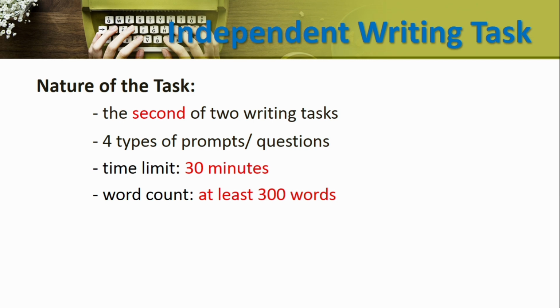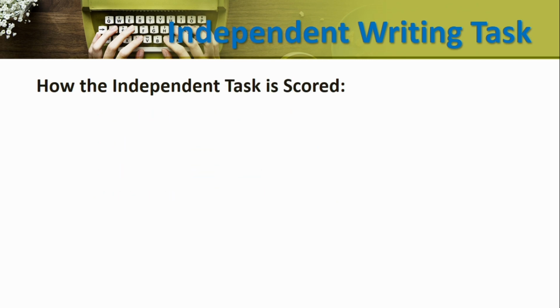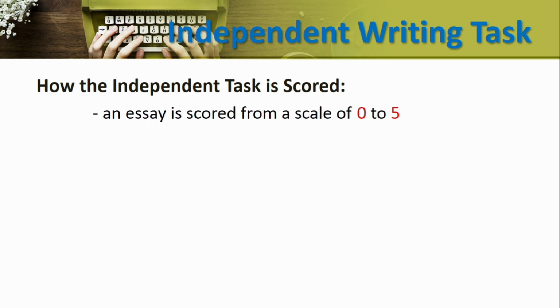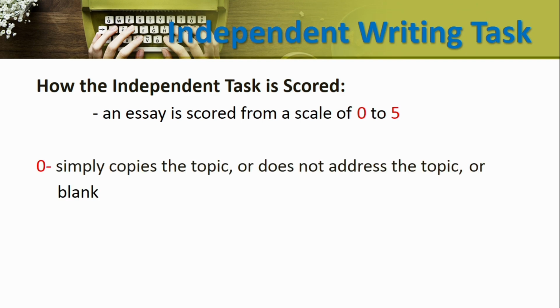Okay. So before we jump to the highlight of our video, let us first talk about how you earn your score for this task. A response is scored from a scale of 0 to 5, with 5 being the highest. However, for us not to spend much time on this part, I will just give you an overview of how a score of 0, 3, or 5 is attained. A response with a score of 0 simply copies the topic, or does not address the topic, or worse, is blank.